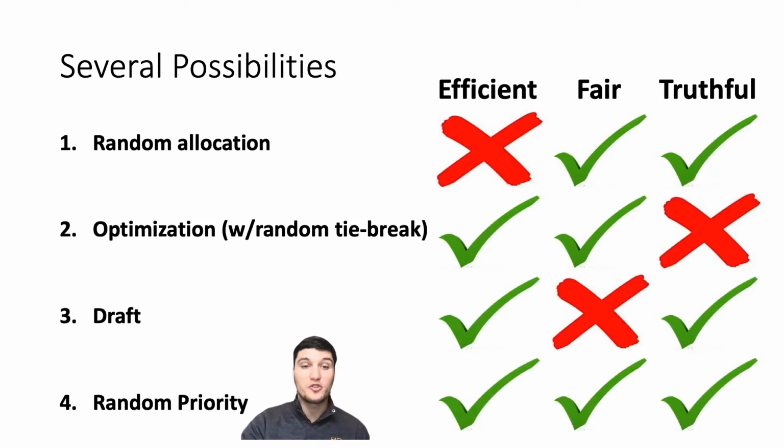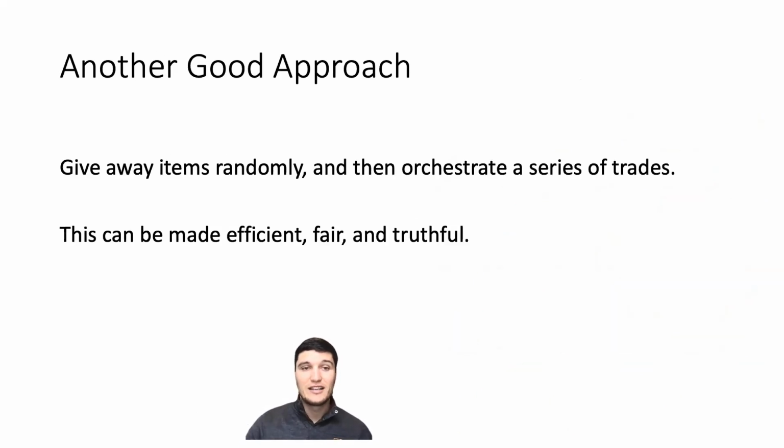Of course, there are other things you could do that would also be efficient, fair, and truthful. One possibility is that you could start by just giving away items randomly like we did before, but as we noted, that wasn't efficient. And so you can fix that by basically having a series of trades starting from a random allocation to reach an efficient allocation. And it turns out you can run this series of trades in an organized way that makes the final allocation efficient, fair, and truthful. So this seems like a pretty good mechanism, right? Give things away, have a bunch of trades, do it in a way that no one wants to lie to you. So this is very appealing.